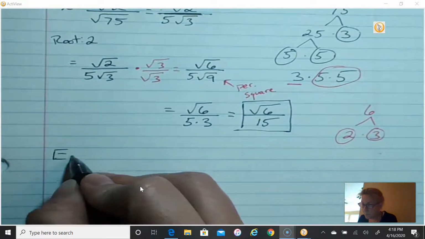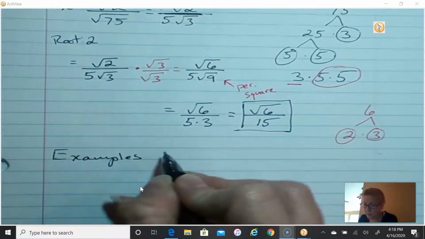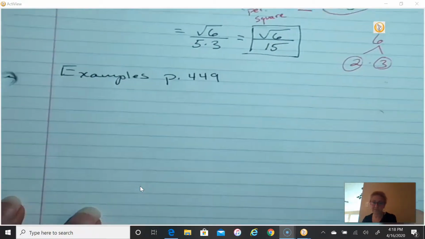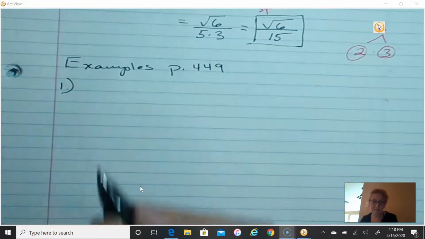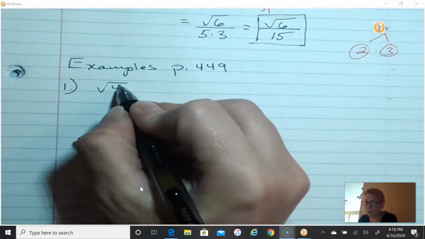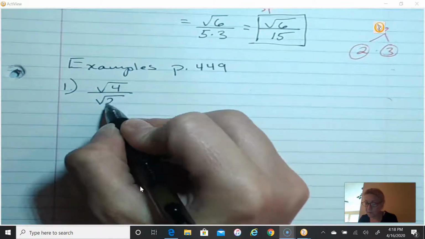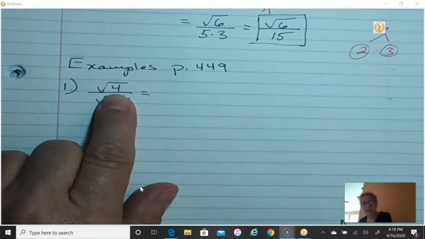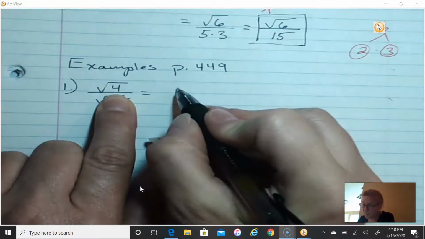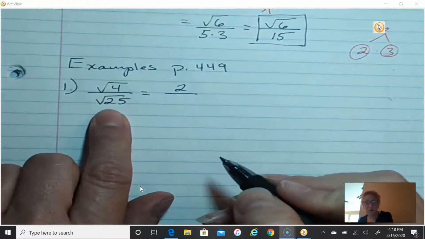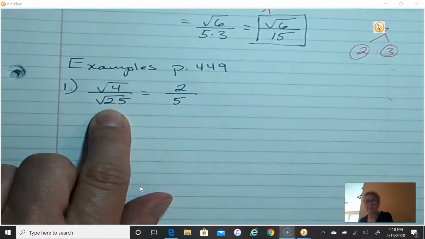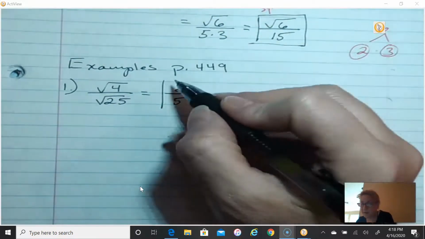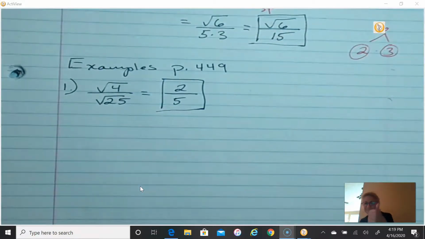All right, so let's open up your book to page 449. Let's look at number 1. Square root of 4 over square root of 25. Guys, this is easy. That's a perfect square. What's the square root of 4? 2. What's the square root of 25? 5. Hey, there are no more radical signs. You don't need to simplify this. It's already simplified. You're done. Those are good.